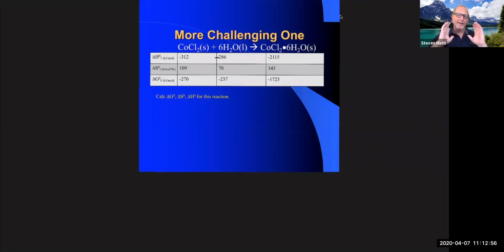Smath here. I've got one final thermodynamics problem to try to pull everything all together. Here's what we have. We have cobalt chloride that comes into contact with a little bit of water, and that's going to make the hydrated version of this cobalt chloride.